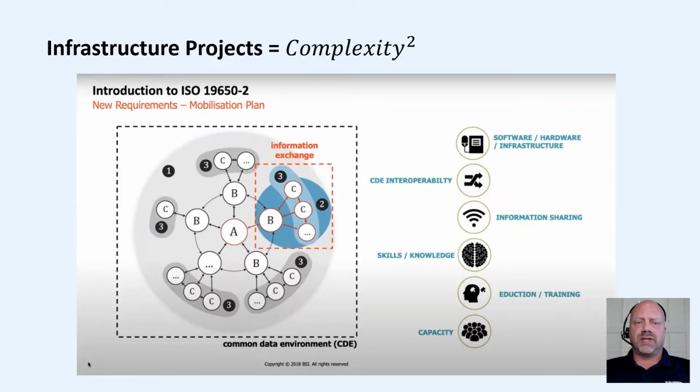All right, so let's dig into why I'm calling infrastructure projects complexity squared. You'll recognize this diagram from ISO 19650. This is really a great representation of all the different stakeholders at play in a project and the many types of information exchanges that have to happen between these organizations. And what it doesn't explicitly show, but I'd like to describe, are all the different systems in place that have to coexist inside of this framework.